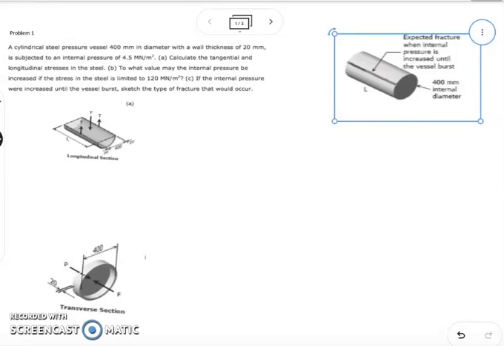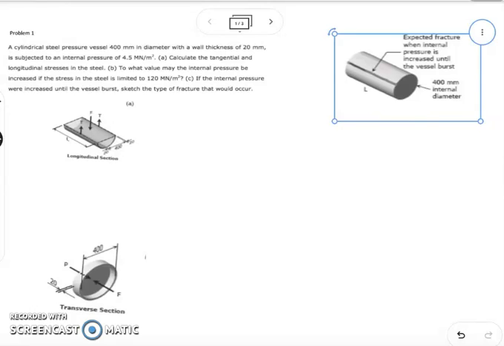Okay, problem number 1. A cylindrical steel pressure vessel 400 mm in diameter with a wall thickness of 20 mm is subjected to an internal pressure of 4.5 meganewton per meter squared. Letter A, calculate the tangential and longitudinal stresses in the steel. Letter B, to what value may the internal pressure be increased if the stress in the steel is limited to 120 meganewton per meter squared.